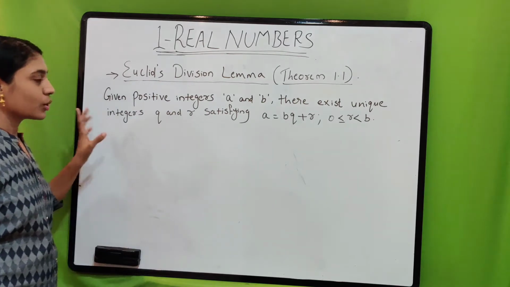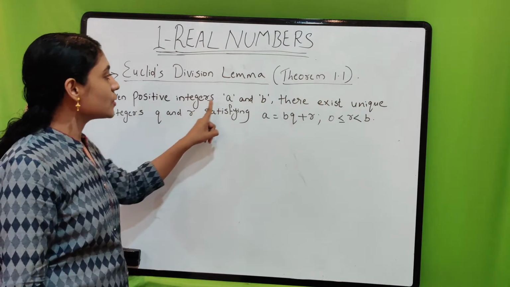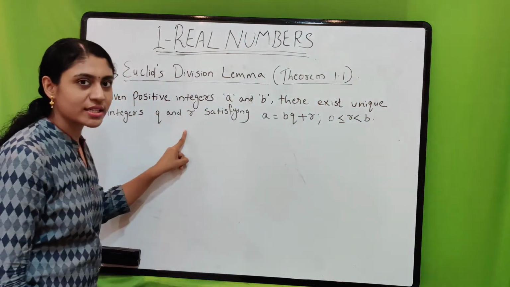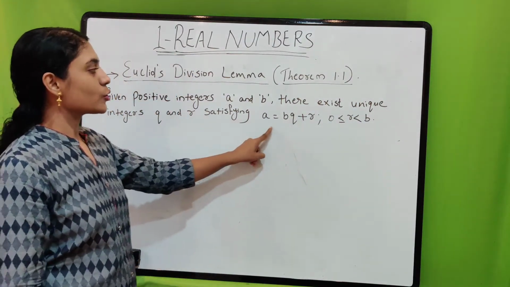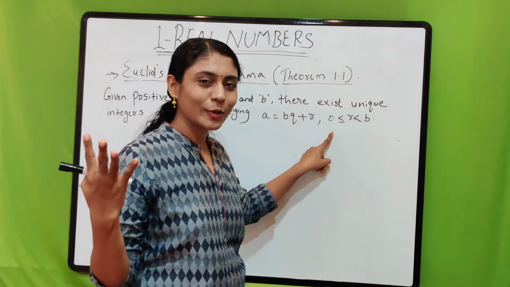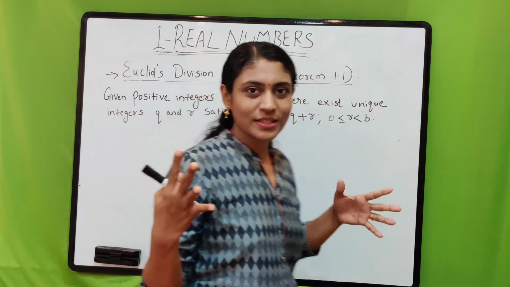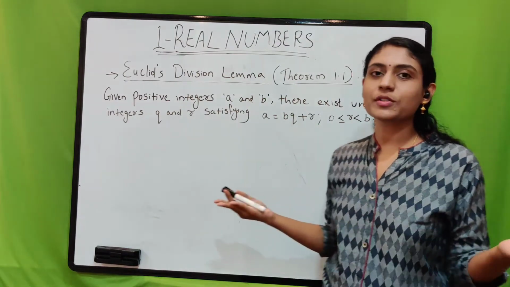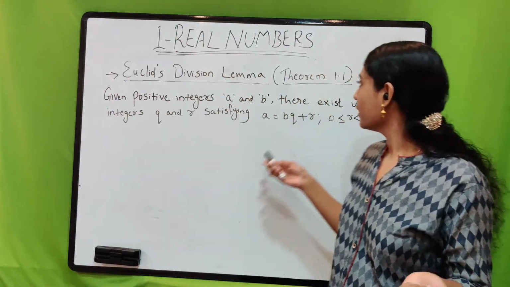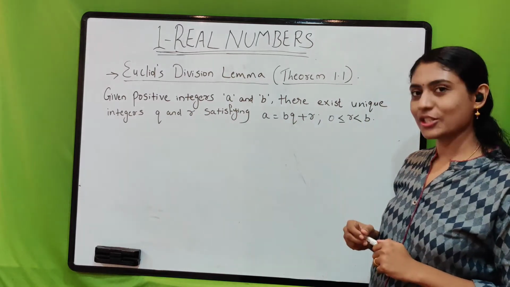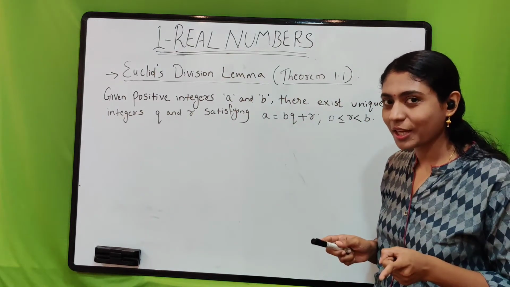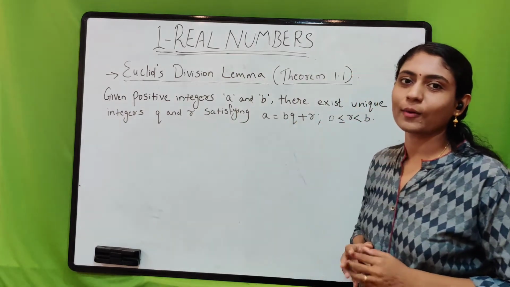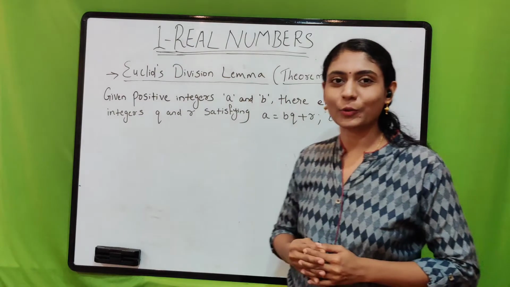What does this theorem say? Given positive integers A and B, there exist unique integers Q and R satisfying A is equal to BQ plus R for 0 less than or equal to R less than B. We just said it now, right? So what is Euclid's division lemma? Given positive integers A and B, there exist unique integers Q and R satisfying A is equal to BQ plus R for 0 less than or equal to R less than B.